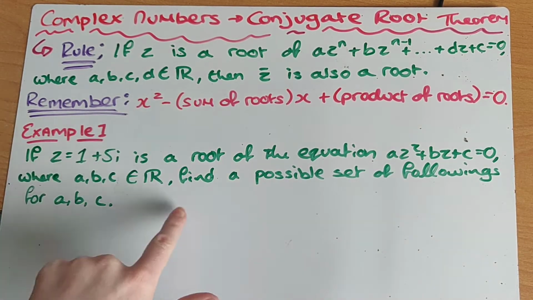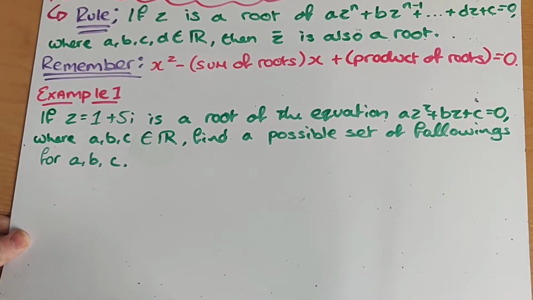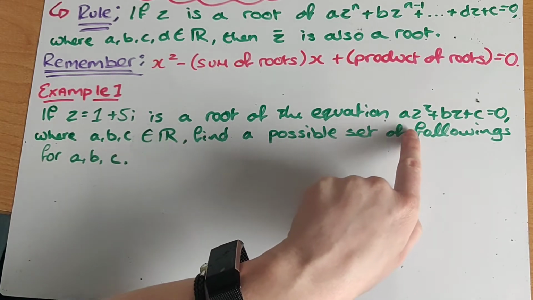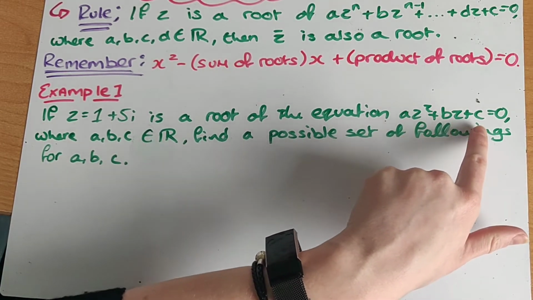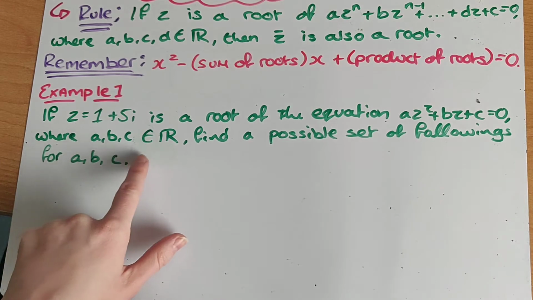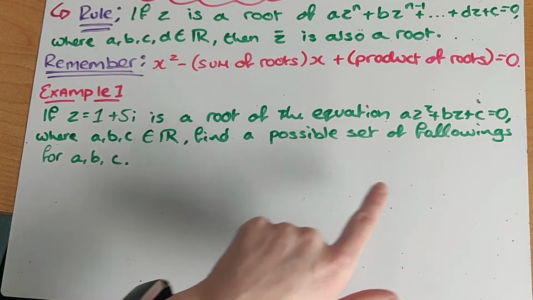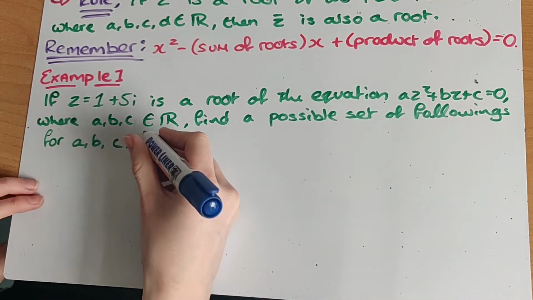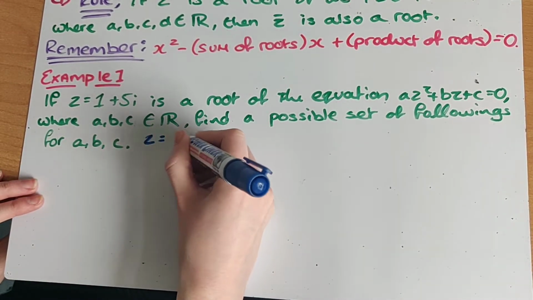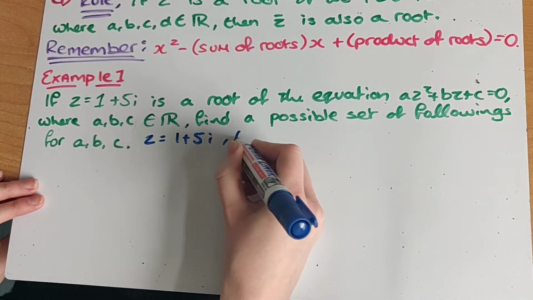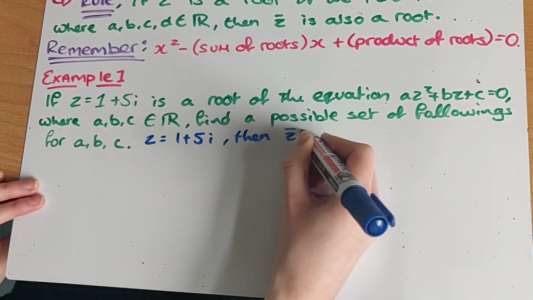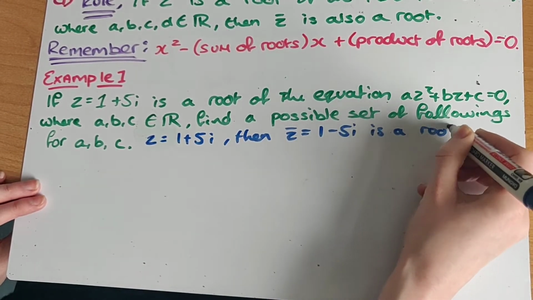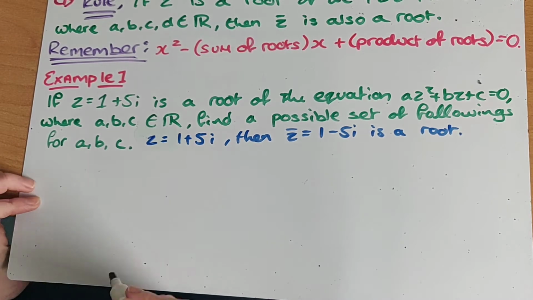Now we're going to use this rule in example 1 here, where it says if z equals 1 plus 5i is a root of the equation az squared plus bz plus c equals 0, where a, b, c are elements of R, find a possible set of values for a, b and c. Well, we know from the conjugate root theorem that if 1 plus 5i is a root, then the conjugate, which is 1 minus 5i, is also a root.